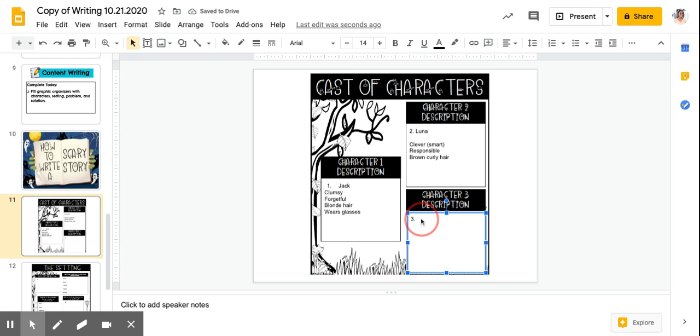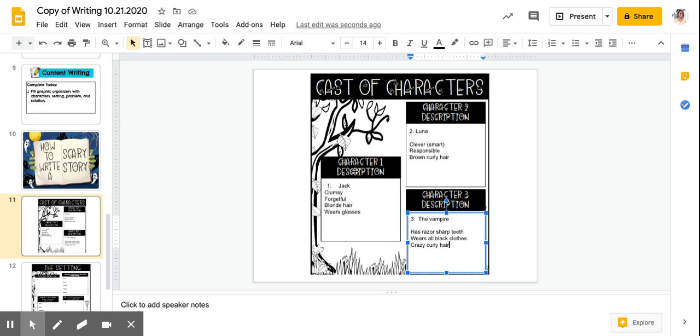And my third character is the vampire. This vampire has razor sharp teeth. It wears all black clothes. And it has crazy curly hair. So those are my descriptions for each of my characters, and I gave them a name as well.